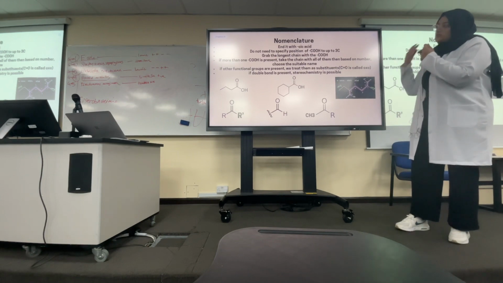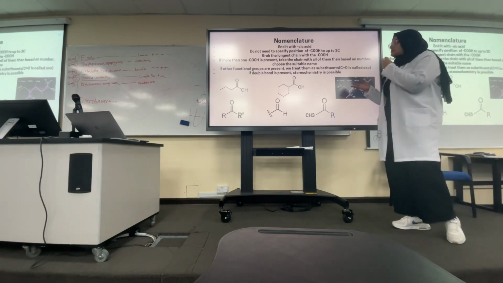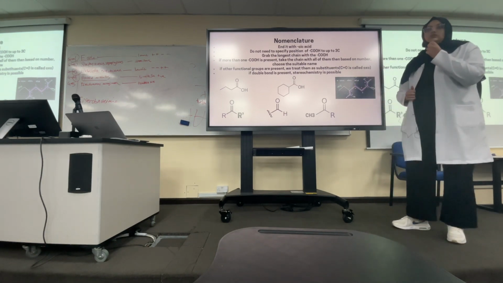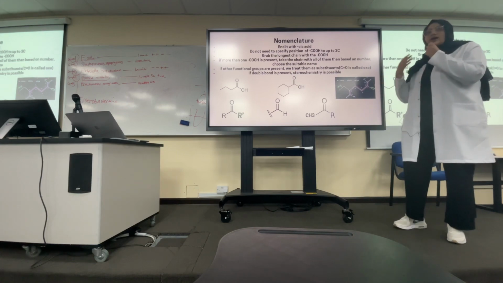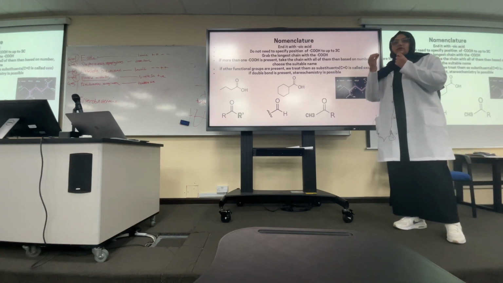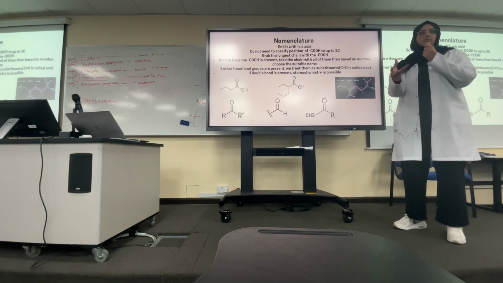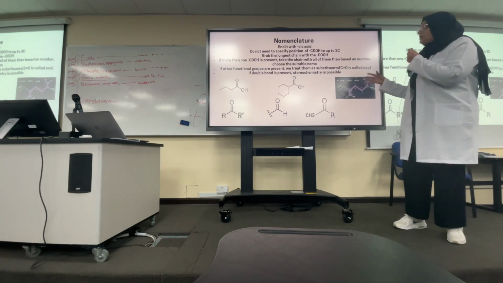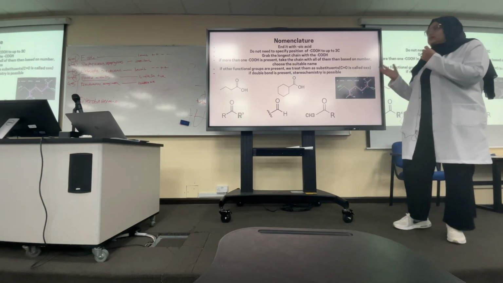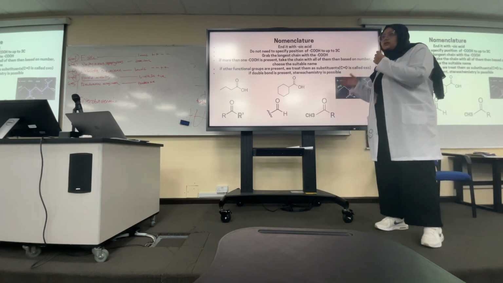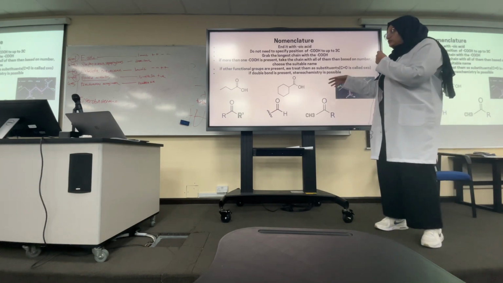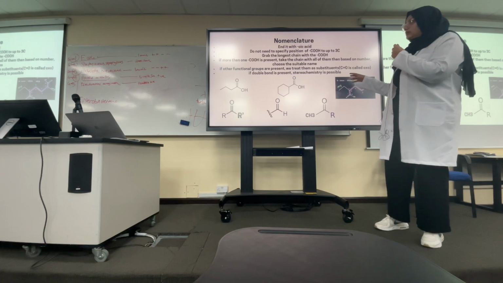So now let's start with the nomenclature of my carboxylic acids, okay? Just like my alkanes and my alcohols, if I have only one carbon, do I have to specify the position of my functional group? I don't. So I follow the same general rules: I grab the longest chain with my functional group. That's going to be my parent chain.